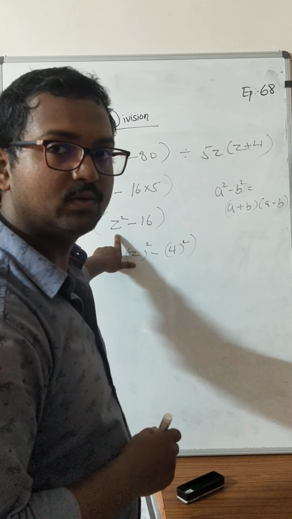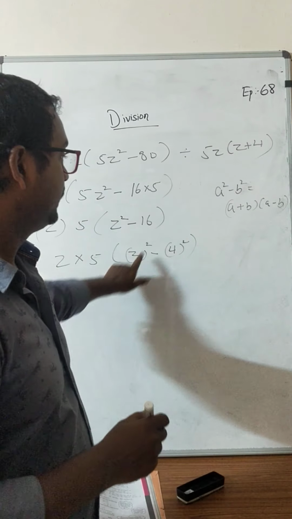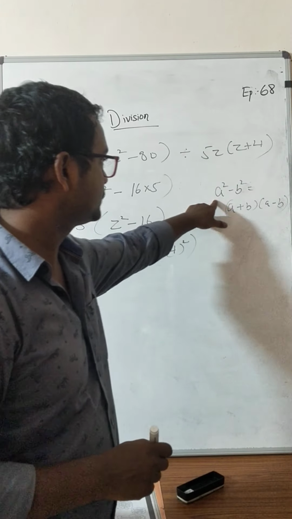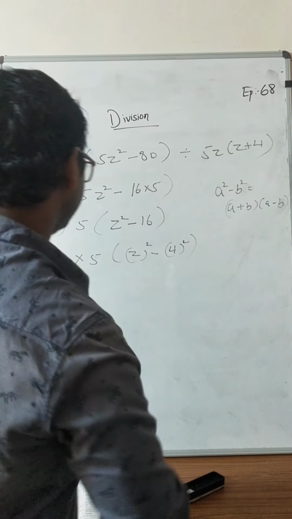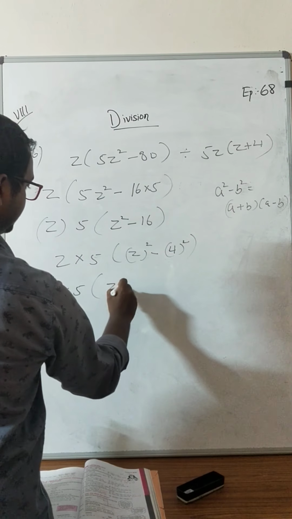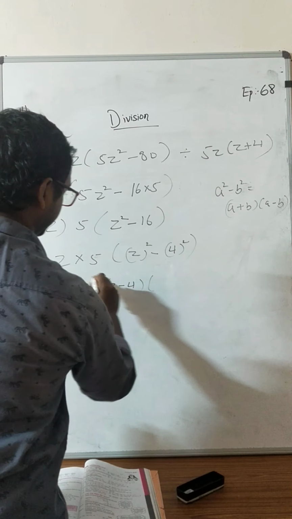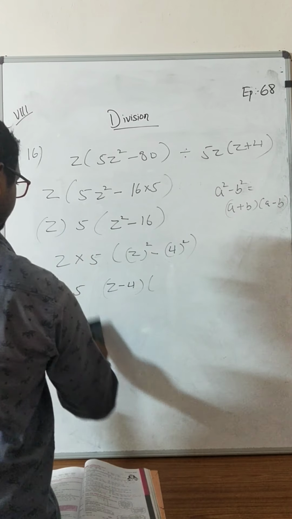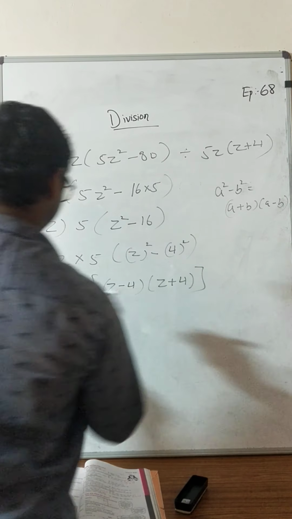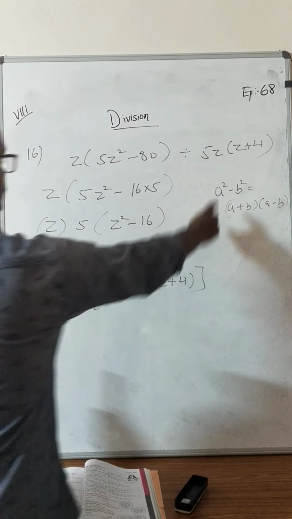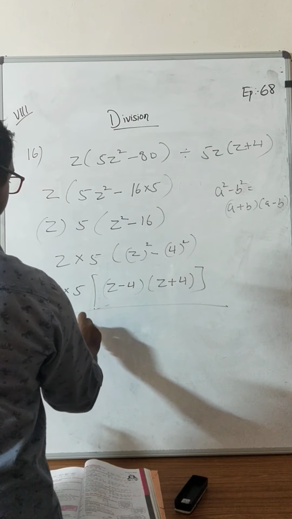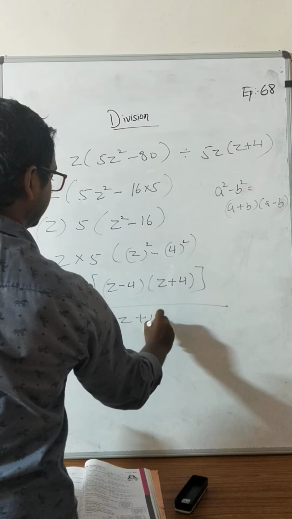I am going to write z square as z whole square, and I am going to write 16 as 4 square. Now see, this is a square minus b square. A square minus b square is a plus b and a minus b, which means this entire term I can split like this: z into 5, and here I will get z minus 4, and here I will get z plus 4. Now this entire term has to be divided by 5z into z plus 4.